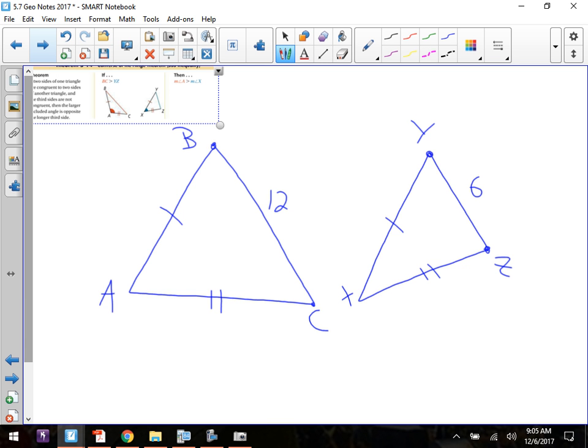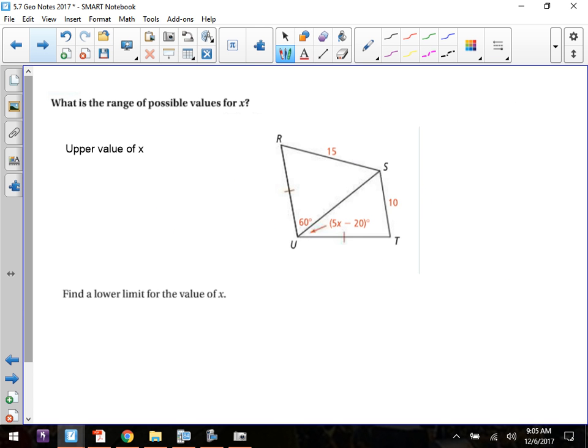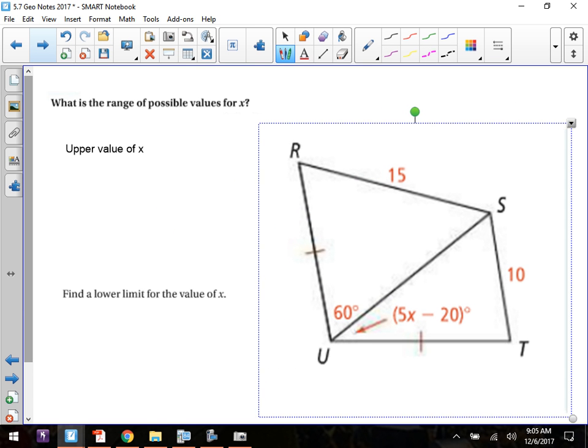So here, which one of these angles would be larger, A or X? A. Right. Yes, sir. No, not necessarily. It plausibly could be, but not necessarily. There's a whole lot of other things that have to happen. So, which means we can talk about ranges of values.